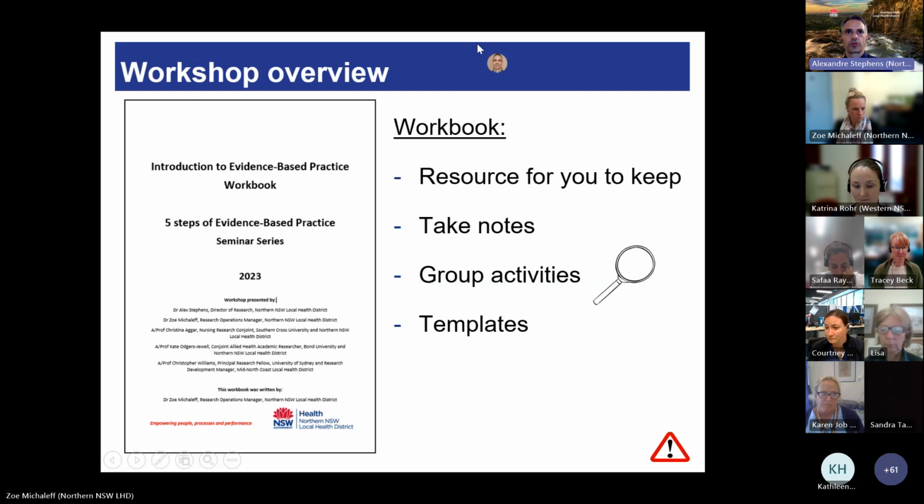So to support you throughout your evidence-based practice journey, we've developed a handy workbook. So this work has been led by Dr. Zoe. The workbook is a resource for you to keep. It's a place to take notes. It also provides some group activities and has some useful templates within. Just a note of caution.